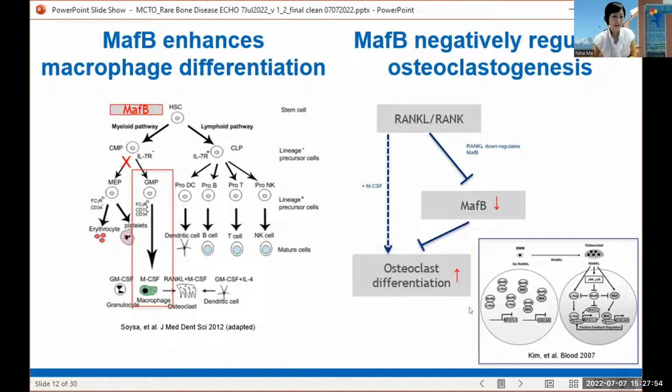So taken together, this relationship of MAFB as a negative regulator of osteoclast differentiation highlights a bit of a conundrum in MCTO that's challenging to reconcile, because presumed gain of function mutations in MAFB would lead to decreased osteoclastogenesis, whereas the skeletal phenotype in MCTO suggests that there's increased osteoclastic bone resorption.